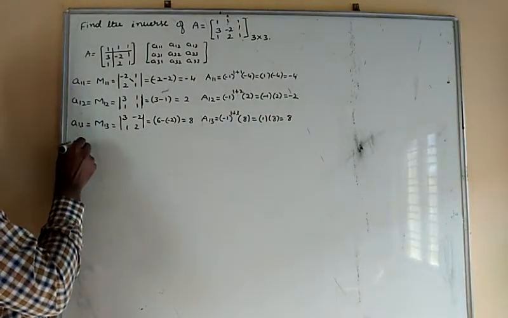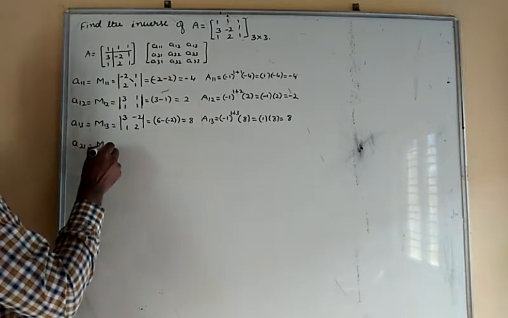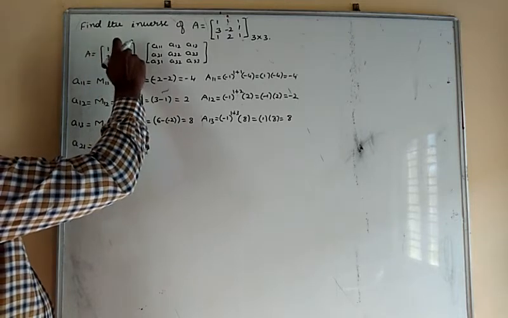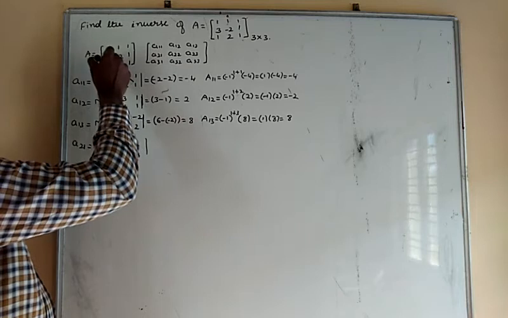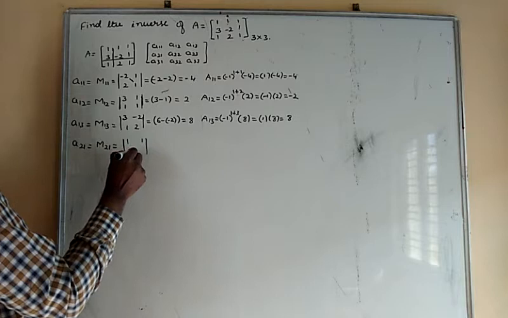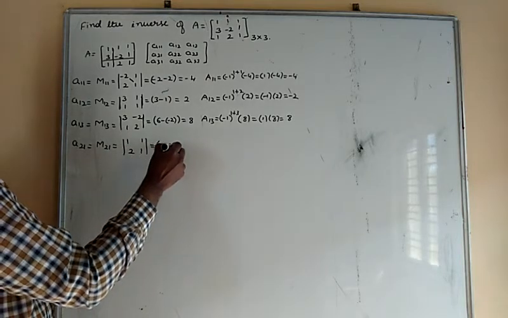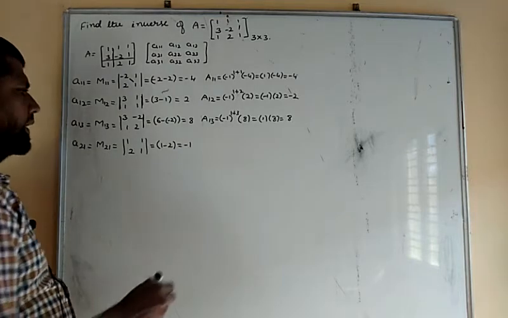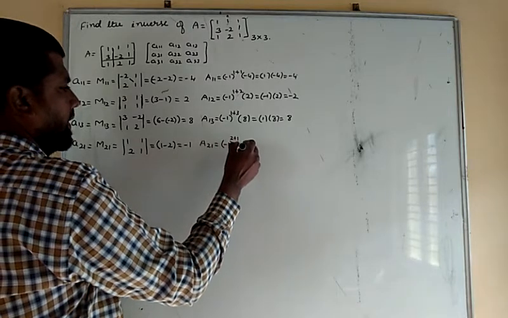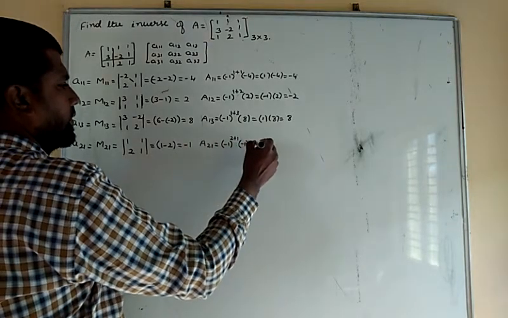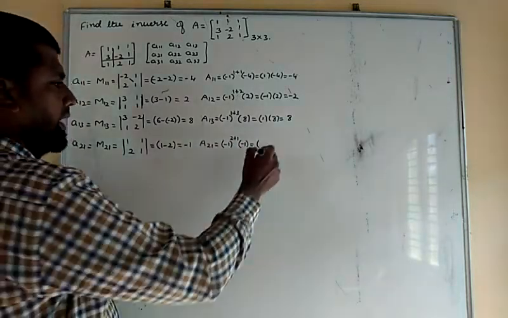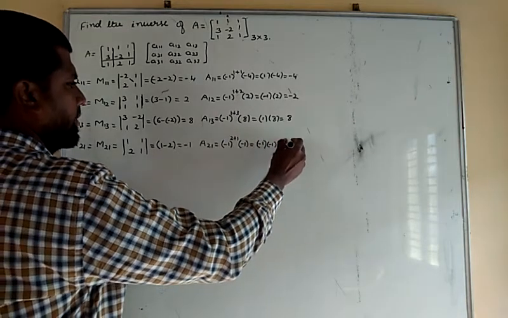Then next, A21. A21 means M21. M21 means you have to do the first column and the second row, which means 1 1 1 1 2 1, that is equal to 1 minus 2, that is equal to -1. Then A21 is equal to (-1)^(2+1) into -1. The power is 3, an odd number. If you multiply -1 three times, you are getting -1 only. -1 into -1 is equal to plus 1.